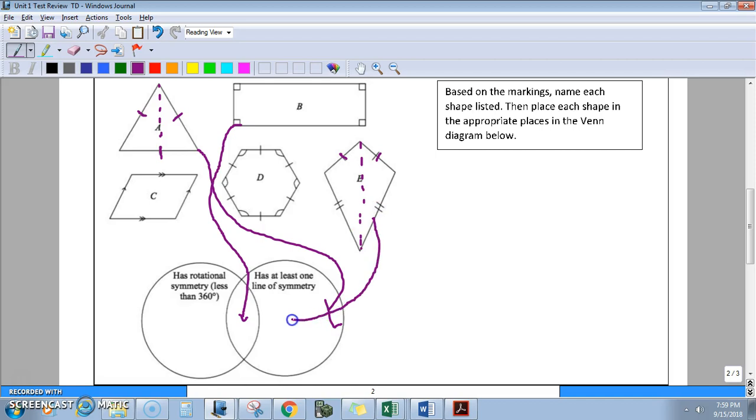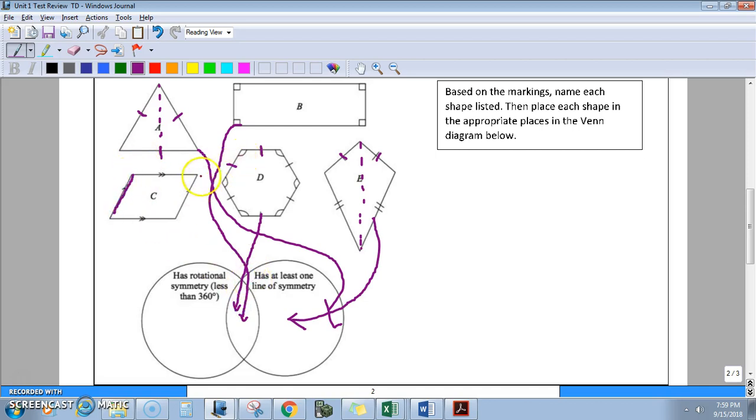On the test, you guys can just use a piece of tracing paper if you would like to. The 1, 2, 3, 4, 5, 6. Oh, the hexagon has a line of symmetry for sure, at least two. And it does have rotational symmetry of less than 360 degrees. So it's going to go in the middle.